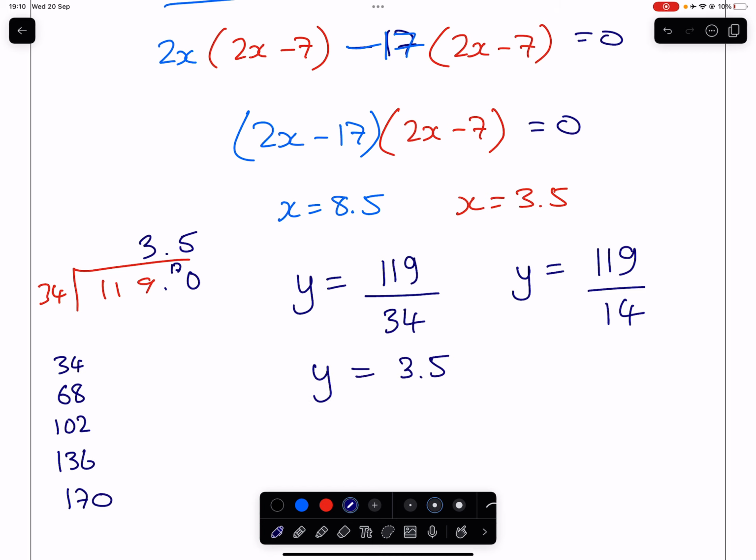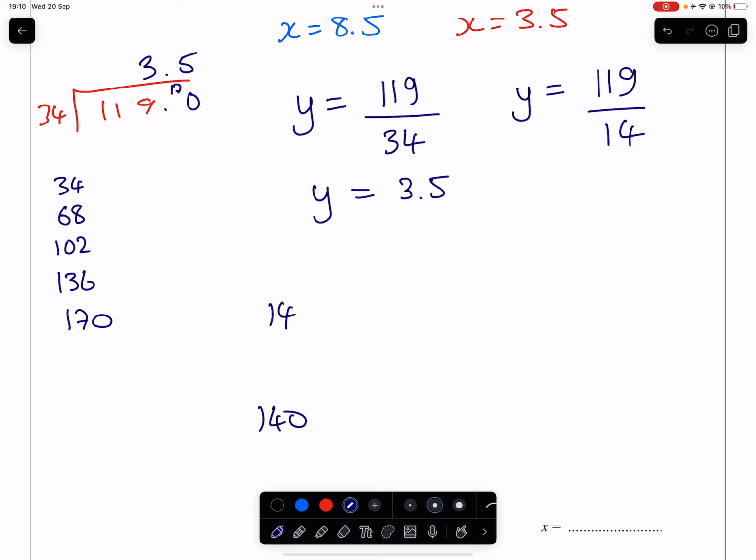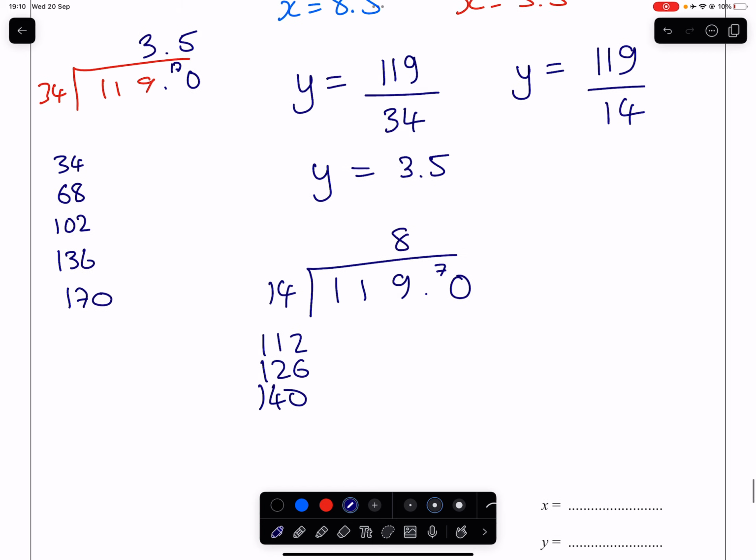And the other one, 119 over 14, 14 times table. Going back the way, 126, 112. So when I do 14 into 119, we're going to end up with 8 of them, with a remainder 7, and 7 over 14 is a half, so we end up with 8.5. So y is 8.5.